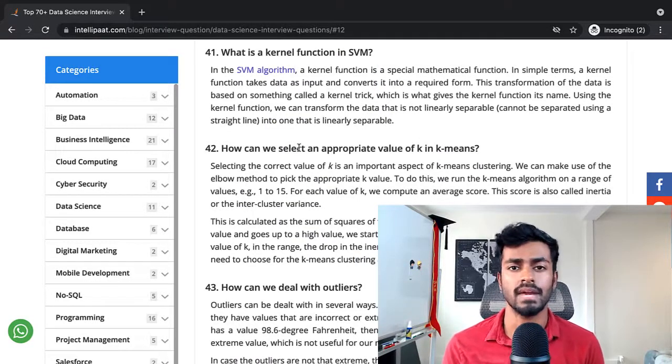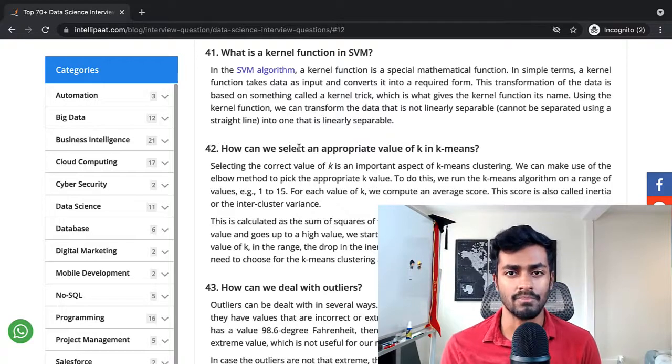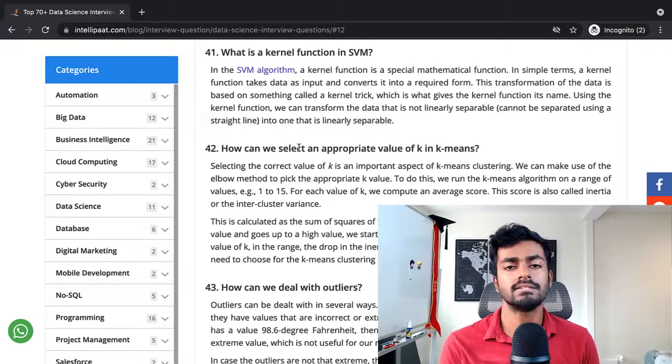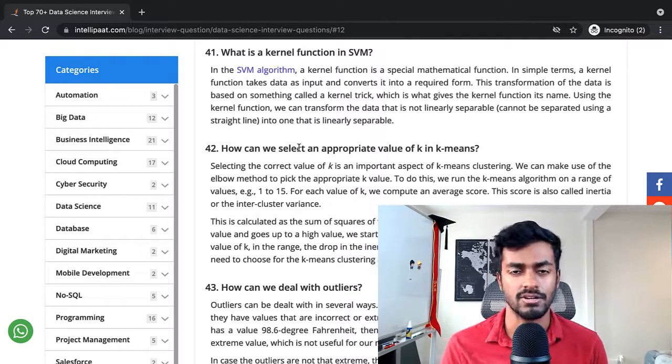What is a kernel function in SVM? In the SVM algorithm, a kernel function is a special mathematical function. In simpler terms, a kernel function takes data as input and converts it to a required form. This transformation of data is based on something called the kernel trick, which is what gives the kernel function its name. Using the kernel function, we can transform data that is not linearly separable into data that is linearly separable.